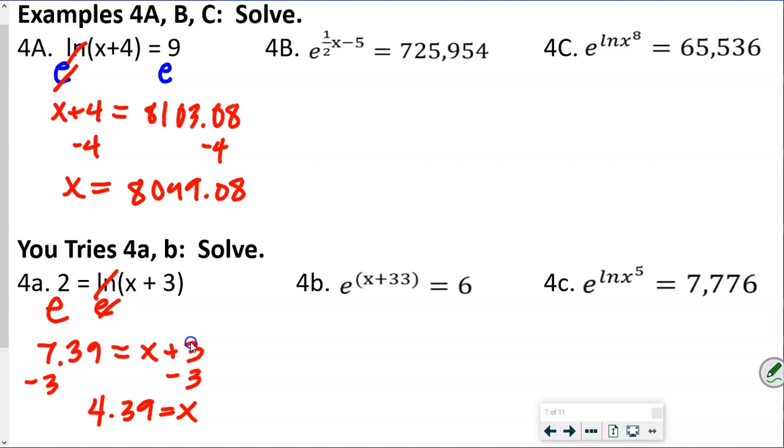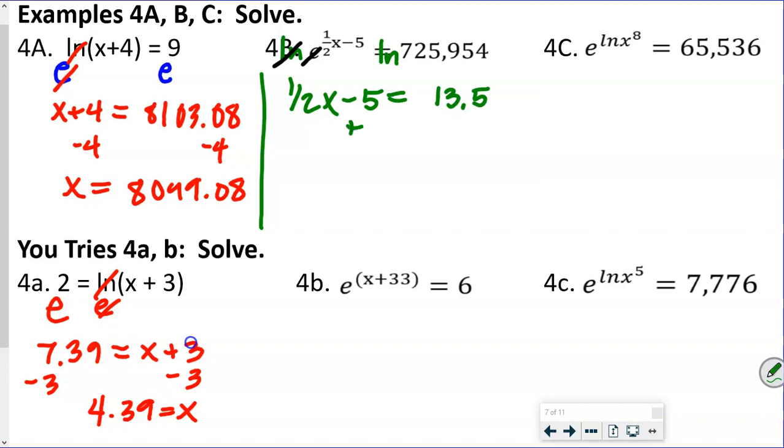All right, so we're going to do our next one here. This time we're going to do ln of e. So we're going to put an ln in front of here, and we're going to put an ln in front of here, because again, that's going to enable us to cancel out what comes next. So that means these cancel out. That's going to give us 1/2 x minus 5, and then we're going to take the ln of that number, 725,954. That's going to give us 13.5. Now this is just a simple algebraic problem, right? So we're going to add 5 to both sides. Oops, I keep putting that in the wrong place, sorry.